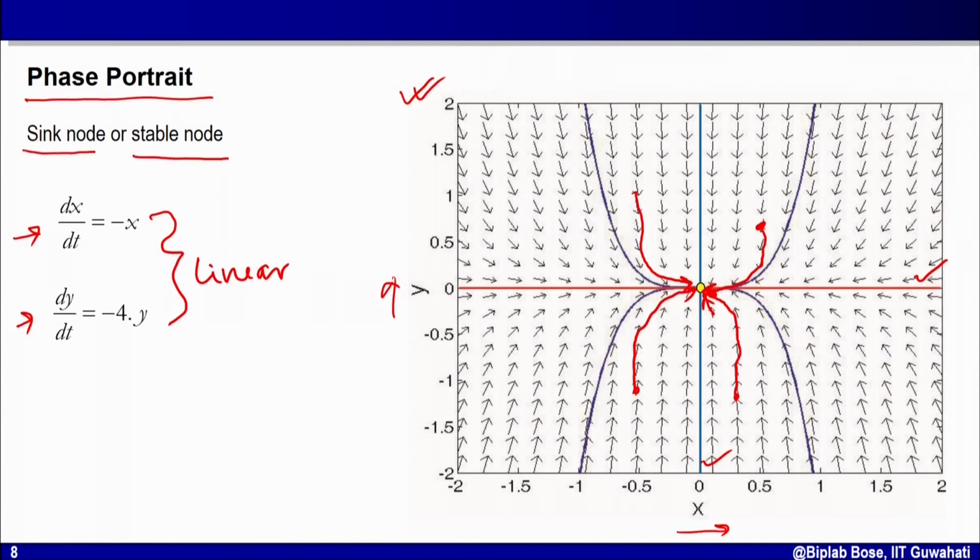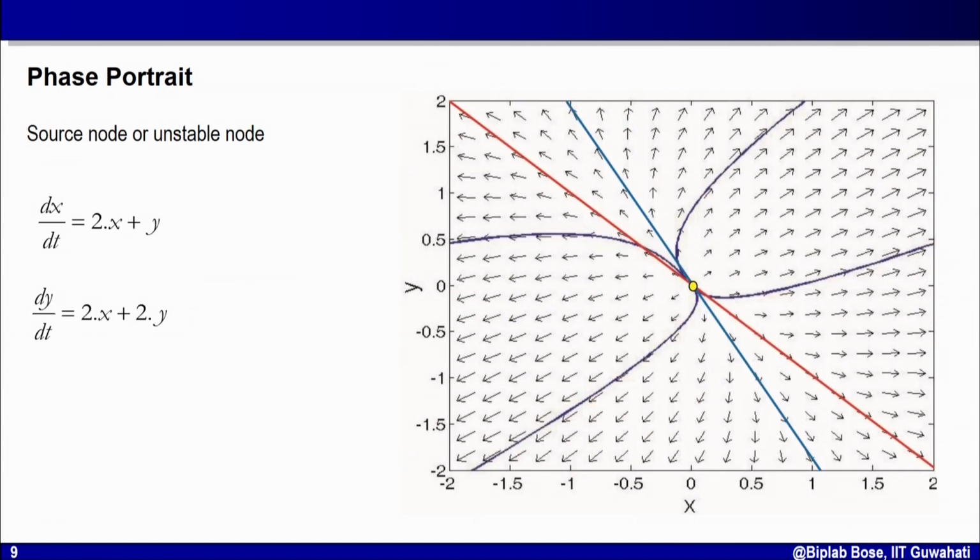I can have the opposite one also. That will be unstable. So look at this phase portrait here. This phase portrait is coming from the ODE dx/dt equal to 2 into x plus y and dy/dt equal to 2x plus 2y. Just for an example, I have taken these ODEs. So for this system of ODE, if you draw the phase portrait, you get this type of figure. Again, the null lines are shown by these two colored lines, and their point of intersection is this steady state shown by yellow dot.